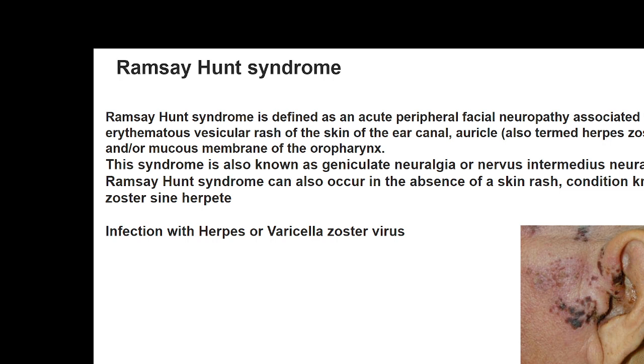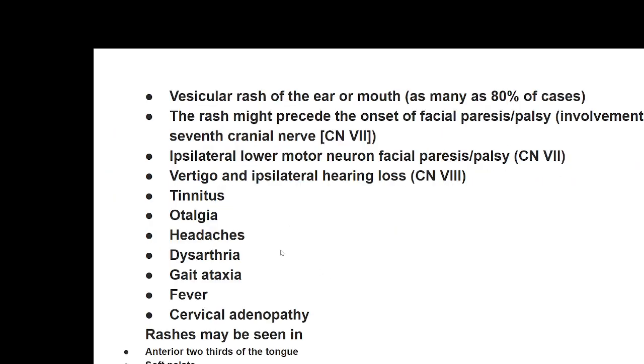The other names given are geniculate neuralgia or nervus intermedius neuralgia. These are all the different names given to Ramsay-Hunt syndrome in the different textbooks. Even without the skin rash, it may present as such, and typically it will present with a skin rash around the ears, as well as rashes in the oral cavity, plus the facial palsy symptoms. The common cause is supposed to be the herpes or varicella virus. The clinical presentation is mainly the vesicular rash of the ear or mouth, in as many as 80% of the patients. In 20% of the patients, rashes may be absent.